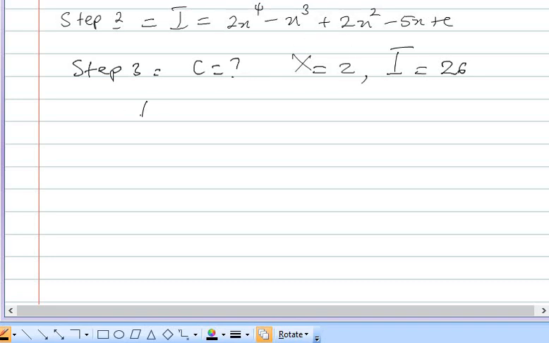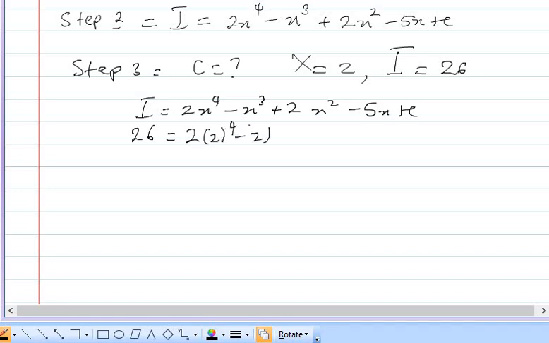That's our equation. So we have I is equal to 2x raised to power 4 minus x raised to power 3 plus 2x square minus 5x plus c. So we have I as 26. We have x is 2. That's 2 power 4 minus 2 power 3 plus 2 into 2 square minus 5 into 2, plus c. So we are looking for c, that's the constant of integration. We are looking for c.